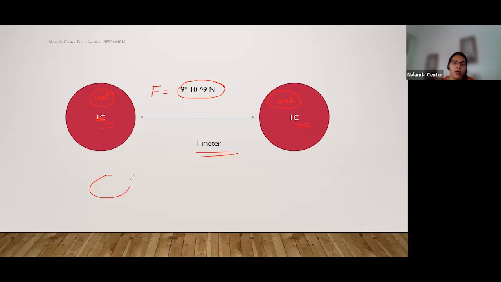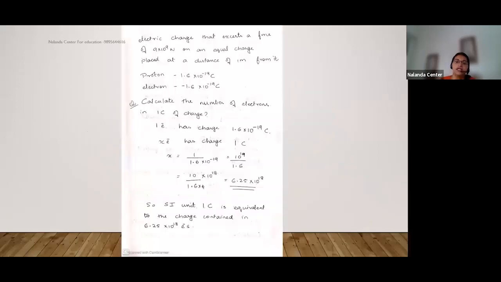Say some amount of charge is over here and an equal amount of charge is kept at a distance of 1 meter from it, and the force experienced by them is 9 into 10 raised to 9. Then we can say that the amount of charge is going to be equal to 1 coulomb. This is one definition that we can give, so we'll go through that definition.